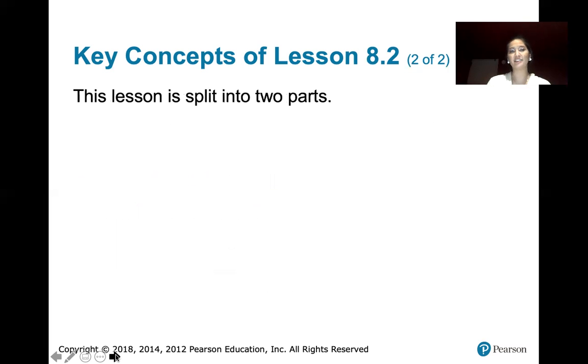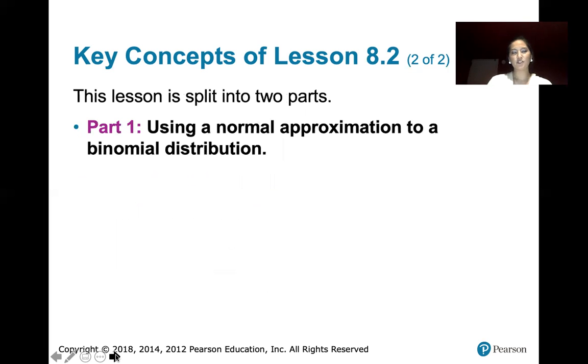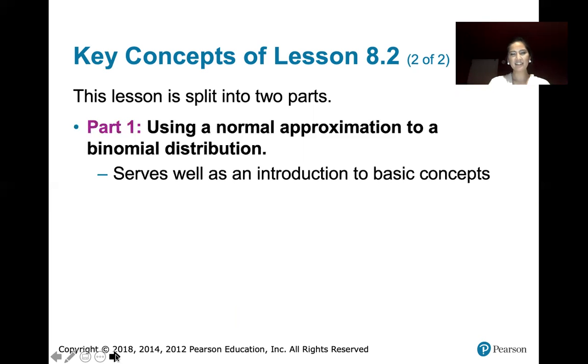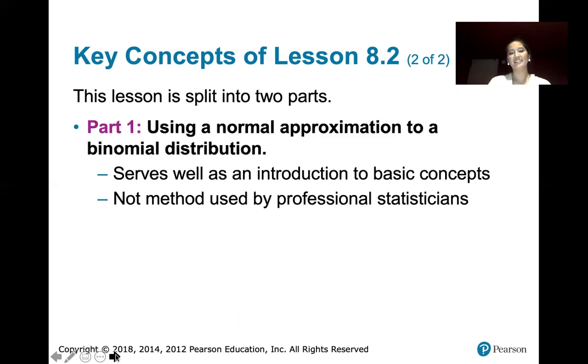Now, this lesson is split into 2 parts. The first part involves using a normal approximation to a binomial distribution, or using a normal approximation to that sampling distribution of the sample proportion p hat. Those are pretty much interchangeable. We talked about doing that in lesson 8.1. We're going to continue to do that here in the first part of lesson 8.2. This serves us well as an introduction to basic concepts, but it's not a method used by professional statisticians.